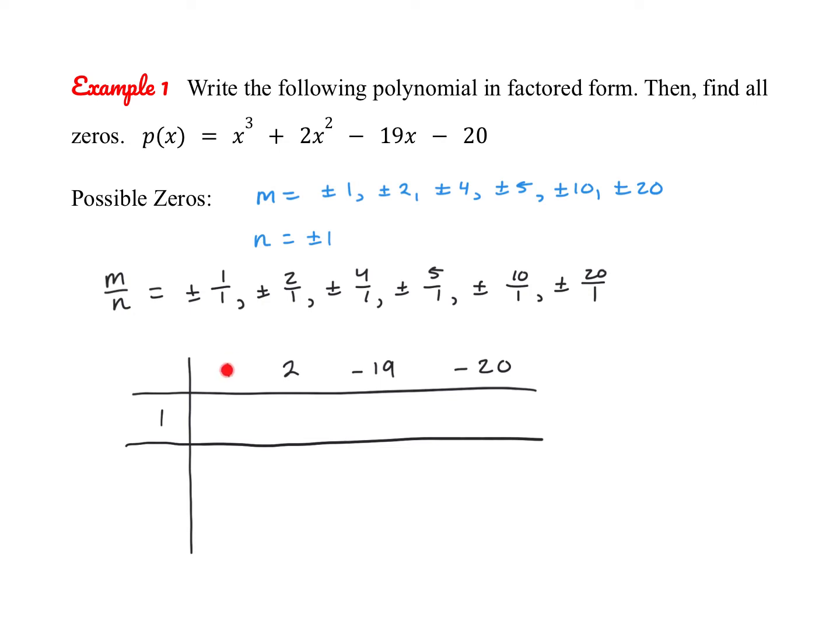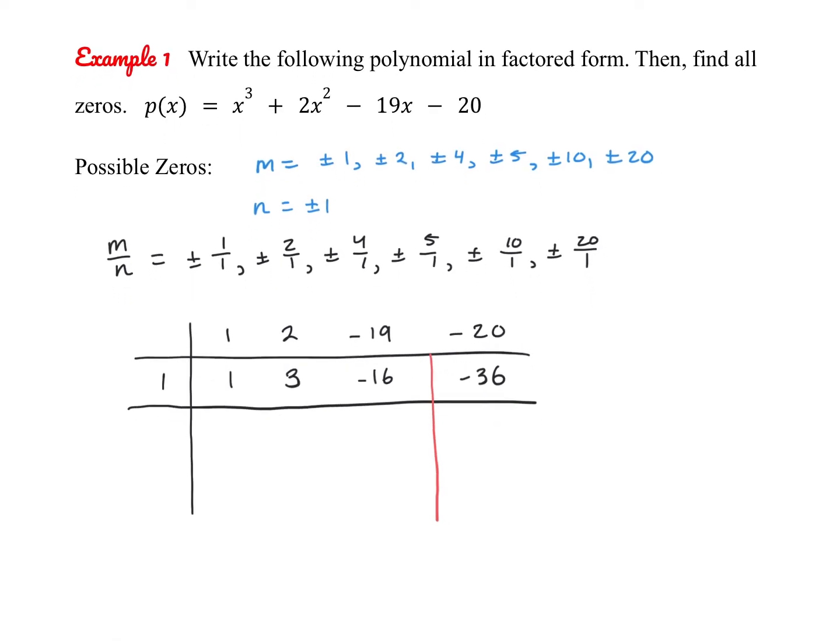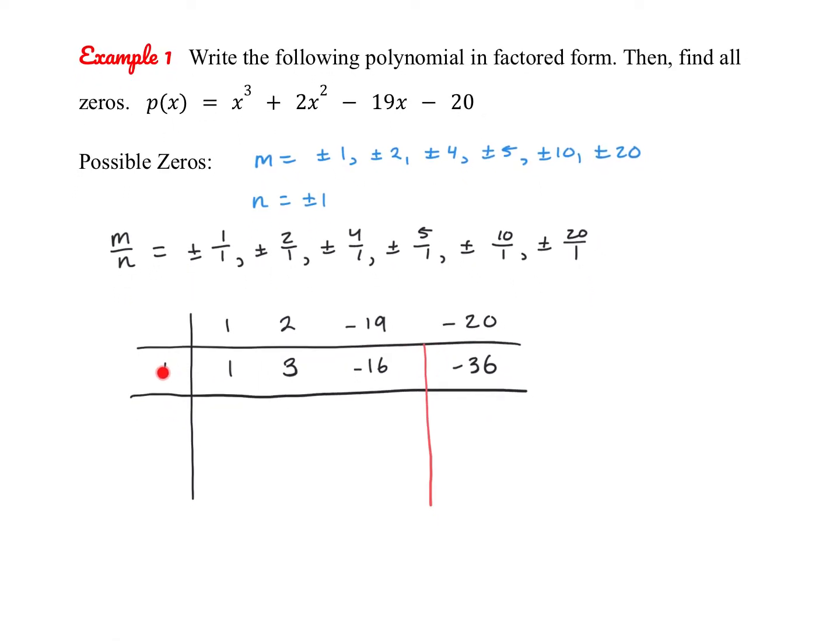Remember, for synthetic division, you just drop down the first term, so it will always be a 1 here. Then you take this number and multiply it by your box number. So 1 times 1 is 1, and you add it to 2, so we get 3. 1 times 3 is 3, and you add it to negative 19, so we get negative 16. 1 times negative 16 is negative 16. Add it to negative 20, and we get negative 36. This last column of numbers is going to be our remainder. In this case, we get a remainder of negative 36, so we know that positive 1 is not one of our zeros. Then we just have to try something else.